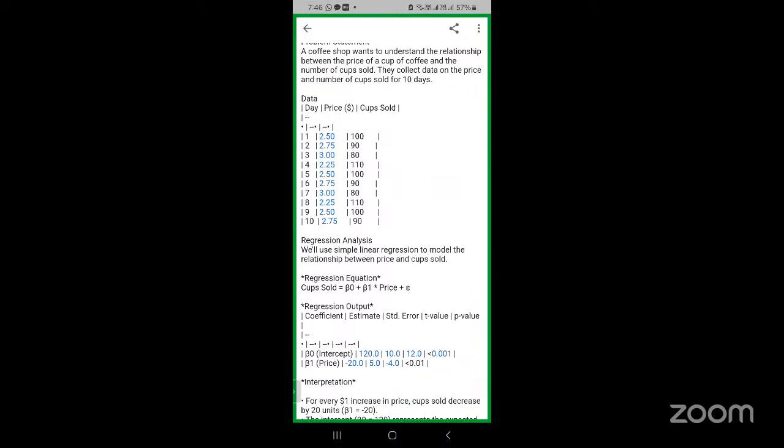So the regression equation is: cups sold is my dependent or predicted variable, equal to the intercept, plus the beta coefficient multiplied by price, plus the error.